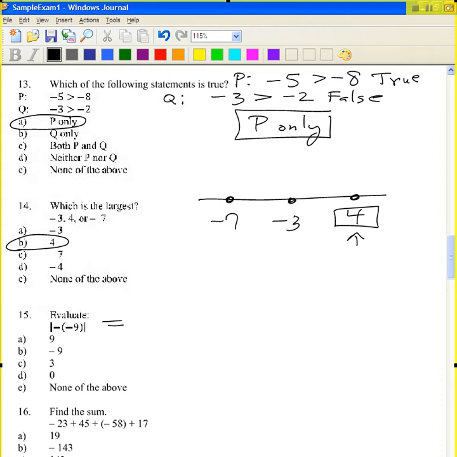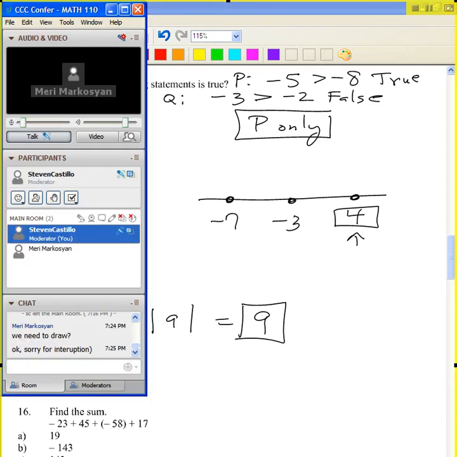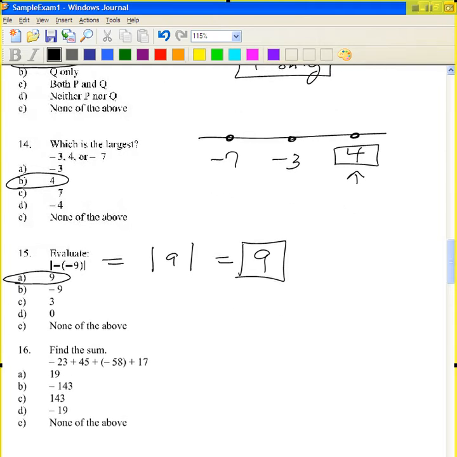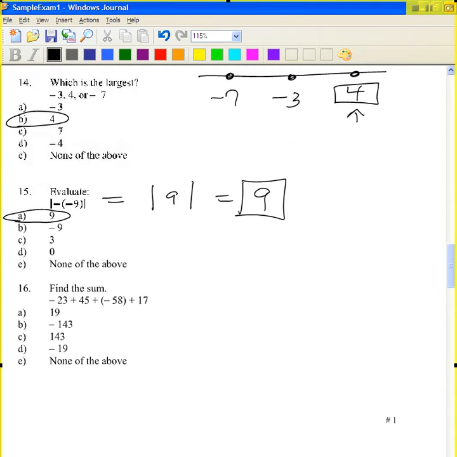So, absolute value of the opposite of negative 9. Well, the opposite of negative 9 is a positive 9. And the absolute value of positive 9 is, well, positive 9. Okay, no problem. And so, A. If you have any questions, you can certainly ask during this. Find the sum. So let's do that.